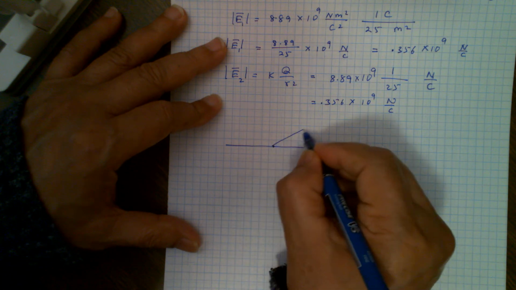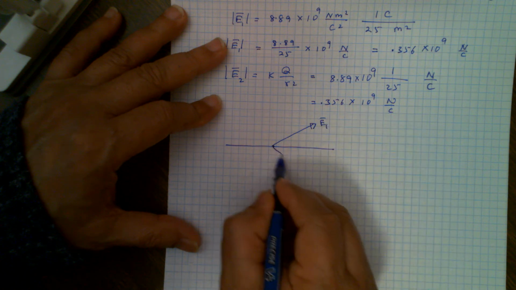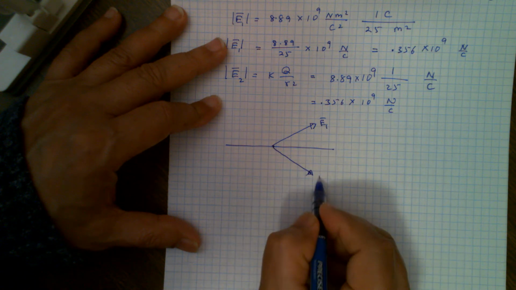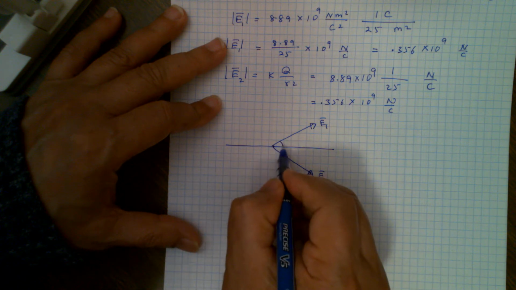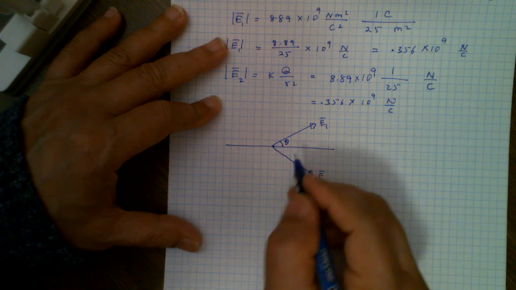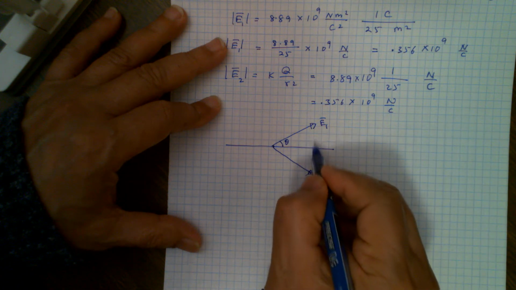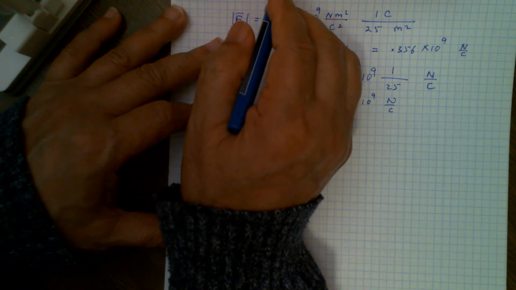So this is my E1 and that's my E1, right? And they have the same magnitude. And what about the angle? Angle theta I need to know. So angle theta is the y component divided by the x component, and I can look at that.